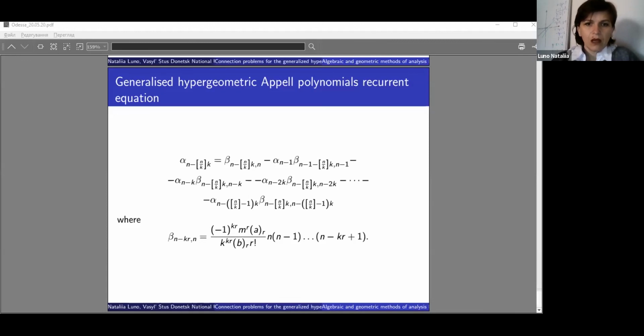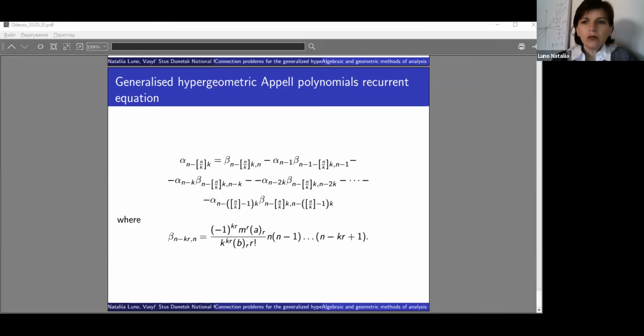I can also add that in the case of the Gould-Hopper polynomials, the recurrent equation is also known. It was published in the last century, and the recurrent equation has the form as you see in corollary 2.8, and in addition the Gould-Hopper polynomials satisfy an nth order differential equation.